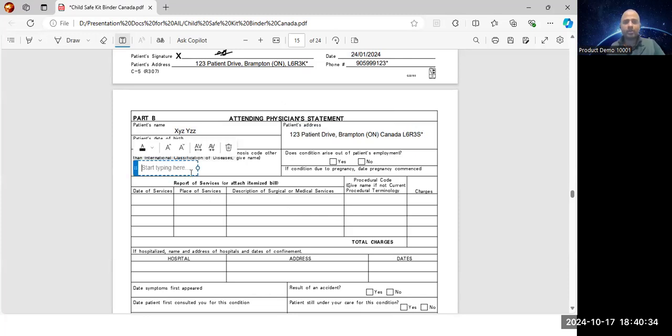So, diagnosis and concurrent conditions. If it's a heart attack, for example, should you have a heart attack, you will type in heart attack over here, or cardiovascular disease. And again, this form has to be filled out by your physician or your doctor.